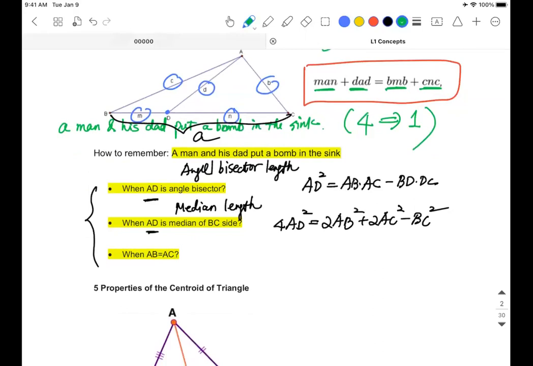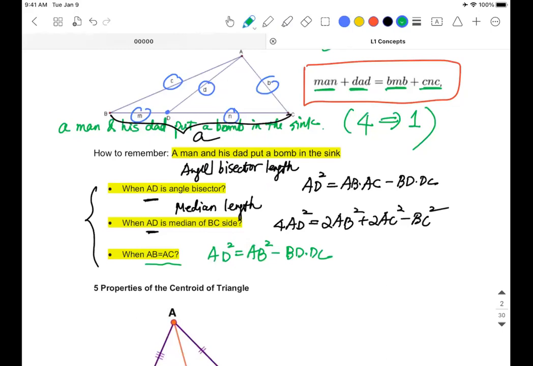And the third specific scenario is, in that case, AD is no longer a specific thing. However, AB is equal to AC. You're looking at an isosceles triangle. In that case, you're going to have AD squared equal to AB squared minus BD times DC.